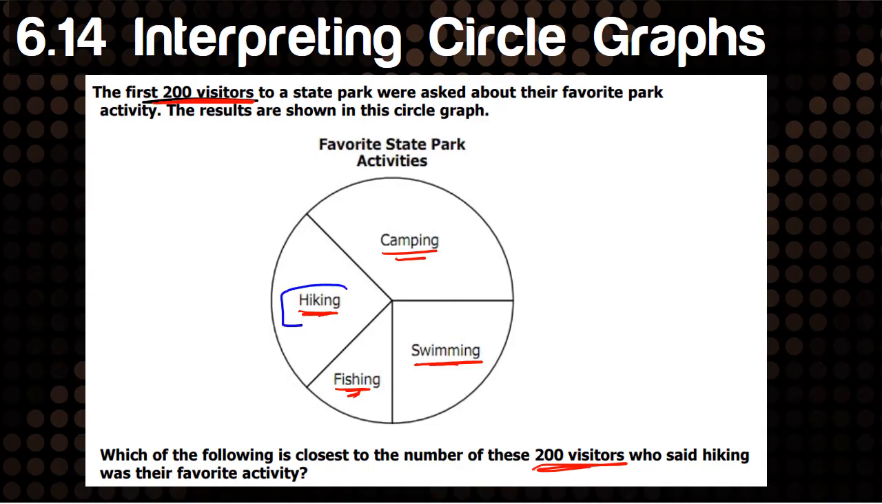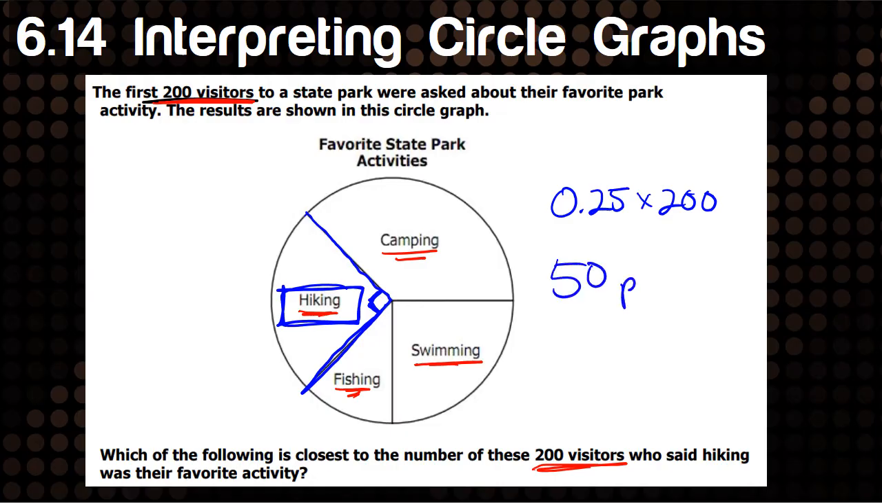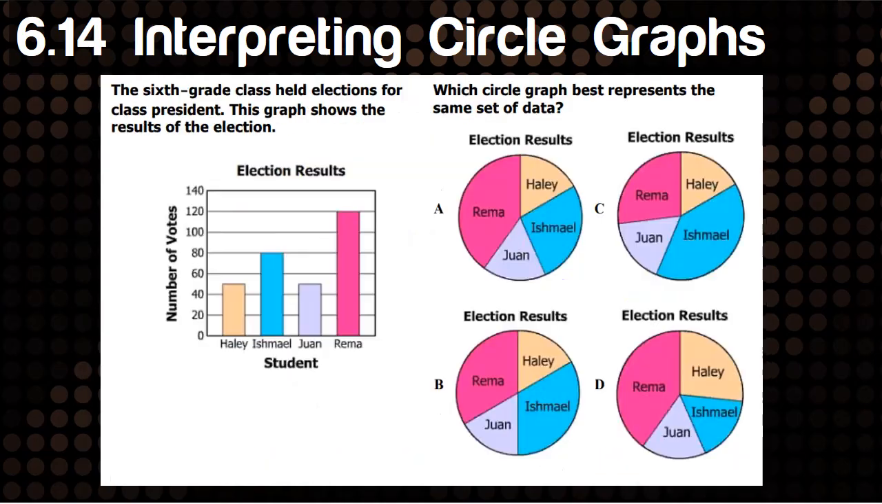And so let's go ahead and highlight hiking right here. We can say that hiking is about 25% of our circle graph here. And so we'll say that because 25% makes a nice 90-degree angle right there. And so for hiking, we can take the decimal form, 0.25, times 200. And that gives us a lovely total. We could say that 50 people like to go hiking as their activity of choice.